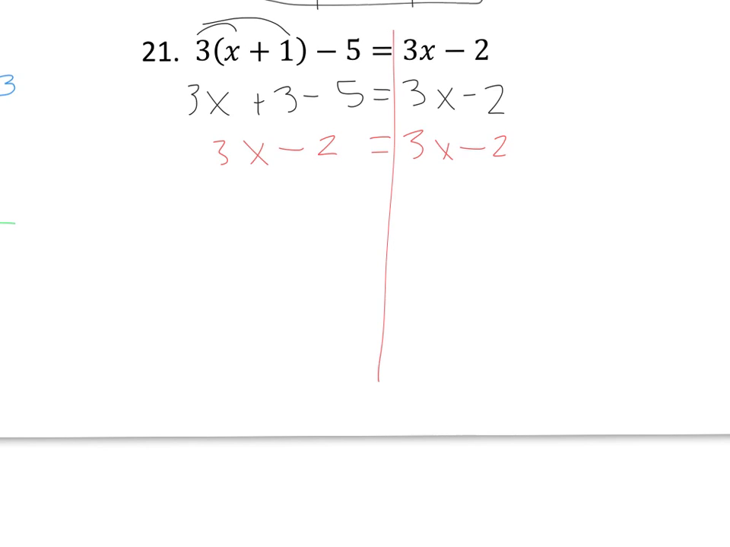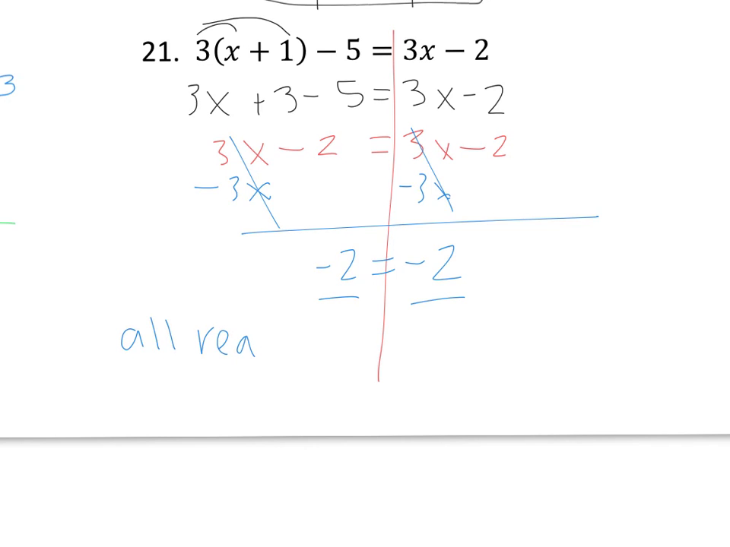equation is pretty unique in that we have the same thing on both sides. Doesn't matter if I were to subtract 3x here and my x's cancel out, I would still get negative 2 equals negative 2, and you have the same number on both sides. And that, negative 2 will always equal negative 2, so it really doesn't matter what you plug in. The solution to this problem is all reals or all real numbers.